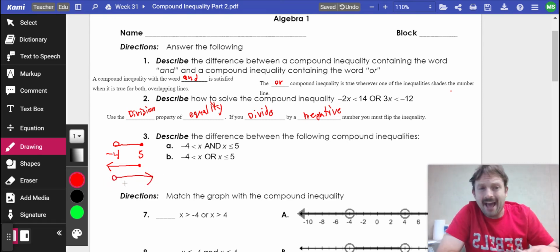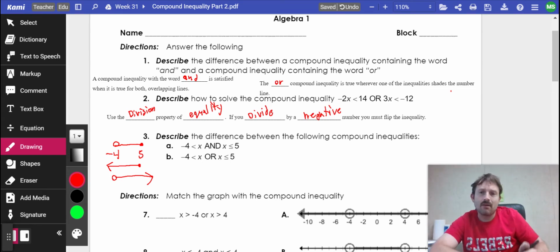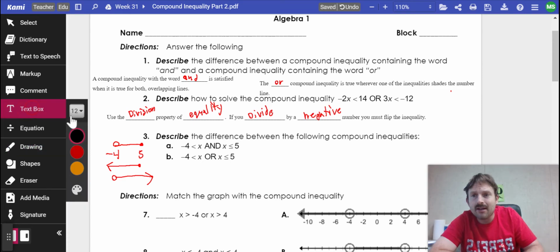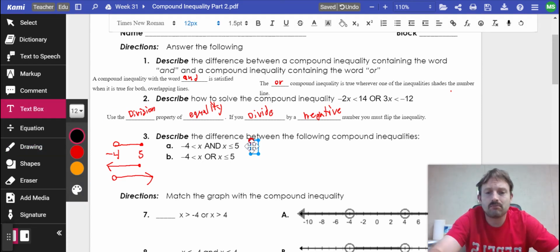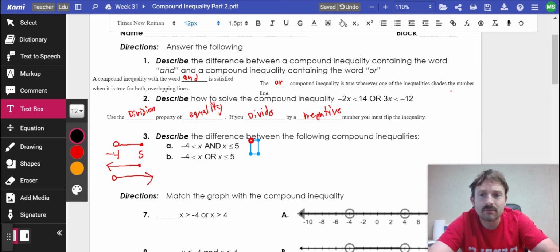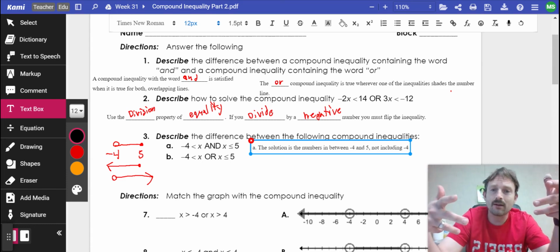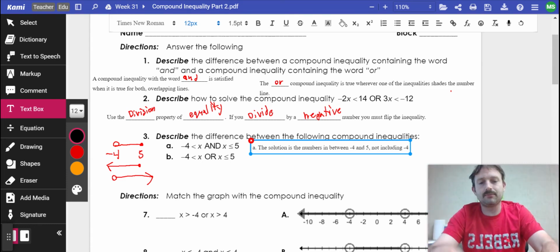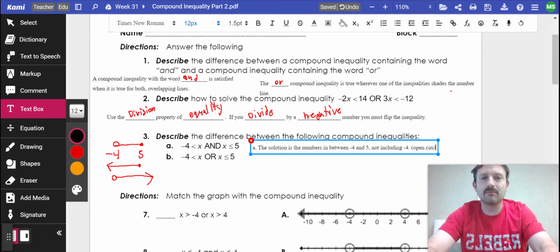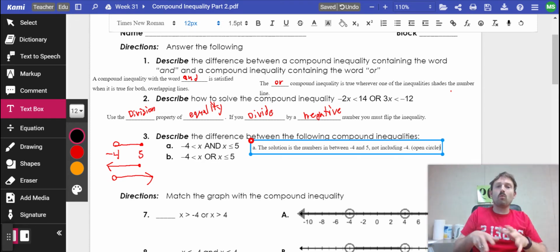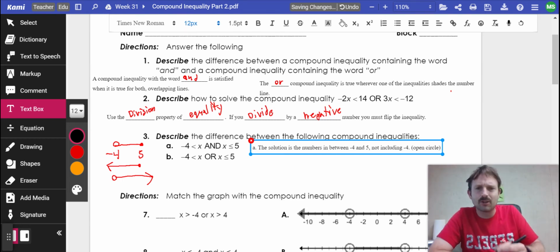If it's the word "and," that means where do they overlap? So in this situation right here, the solution A is the numbers in between negative 4 and 5, not including negative 4, because at negative 4 it's an open circle. Maybe I want to put an open circle so that I remind myself later that it's an open circle and doesn't include it.